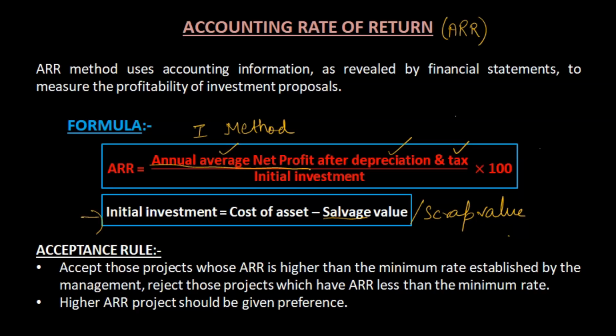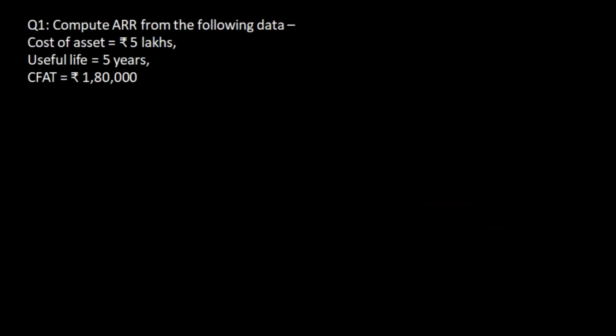So this is how we are going to solve questions based on ARR. So let's see the question, then you will better understand it. Okay, see here, this is compute ARR from the following data. We have to calculate accounting rate of return. Cost of asset is 5 lakh, useful life of the asset is 5 years, CFAT is 1,80,000.